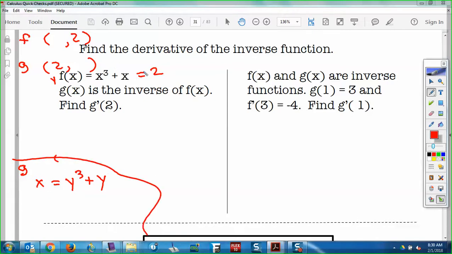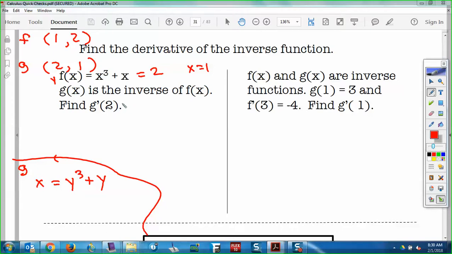Okay, so anyway, what do you get? Somebody got that? Put that in your calculator. x cubed plus x equals 2. Let's solve it. x equals 1? Okay, so we know that the point that is the mirror point on this function is the point 1, 2 and 2, 1.